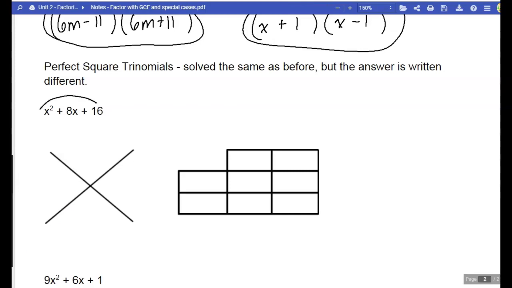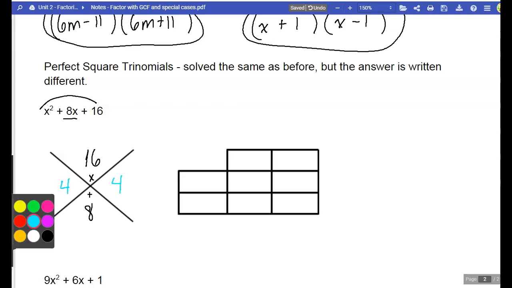I'm going to multiply my two terms and get 16. Put my middle one at the bottom. What multiplies to 16 and adds to 8? Did you get 4 and 4? If you got 4 and 4, you did it right. Now we're going to fill in our box over here. X squared, 4x, 4x, and 16, not 8. I don't know where I got 8 from. I got 8 from down there.